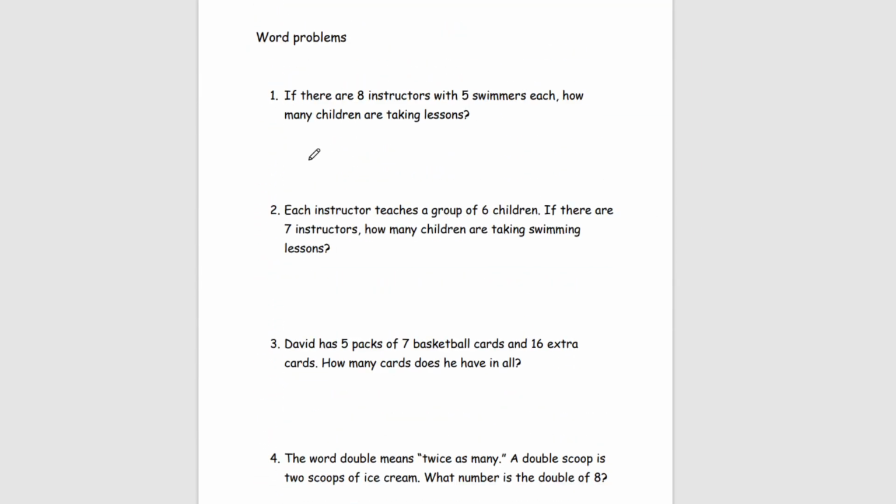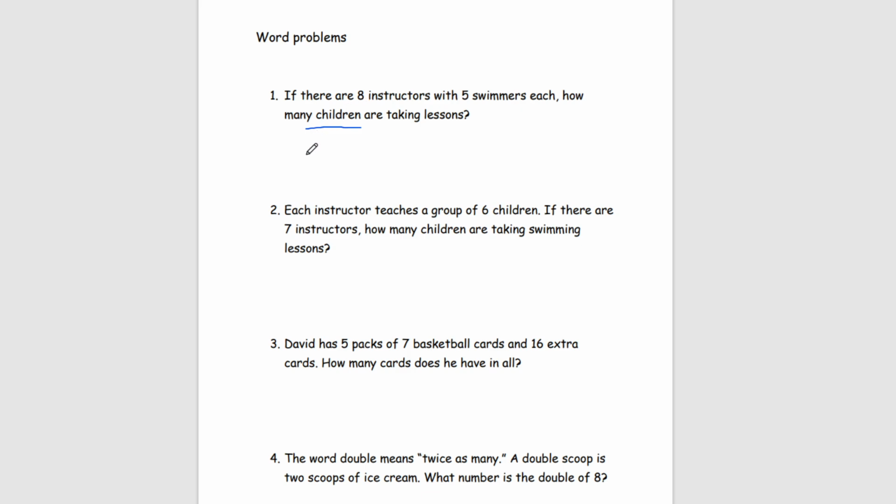Moving on to the last page. Number 1 says, if there are 8 instructors with 5 swimmers each, how many children are taking classes? So we know that there are 8 instructors with 5 swimmers each. To get the total number of children taking classes, we have to see how many children there are in total. So we can do the method where we add them all up.